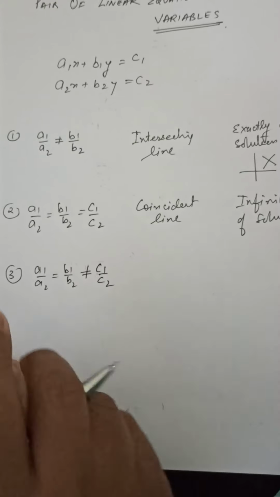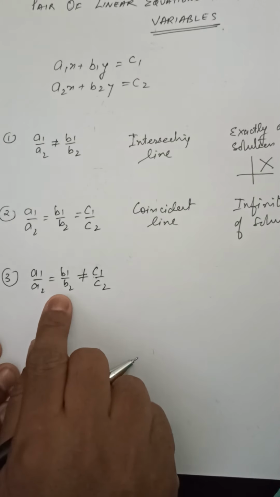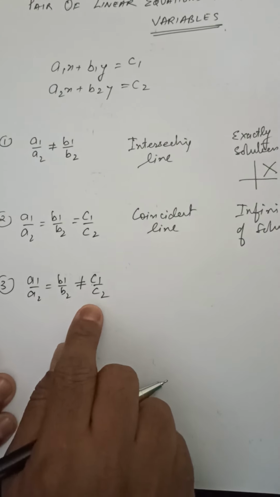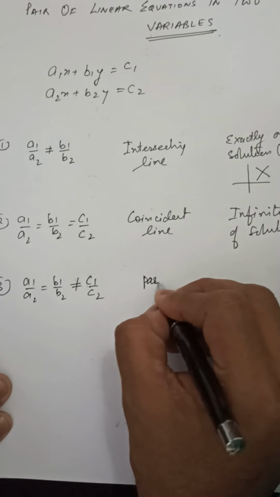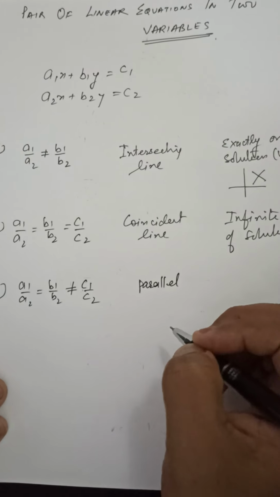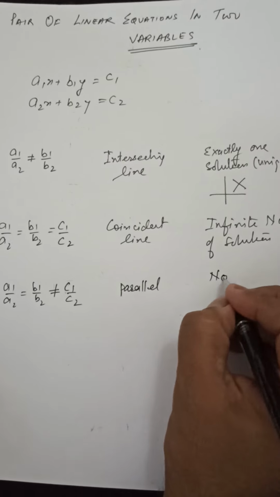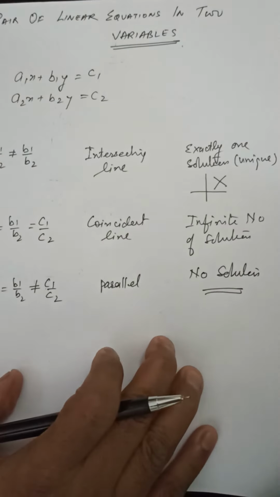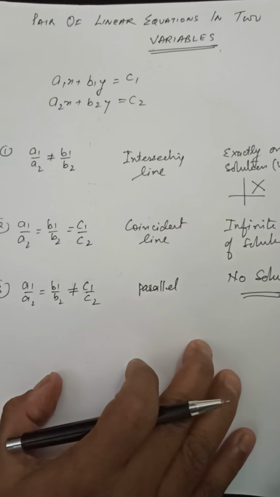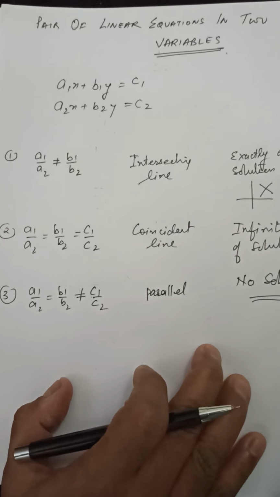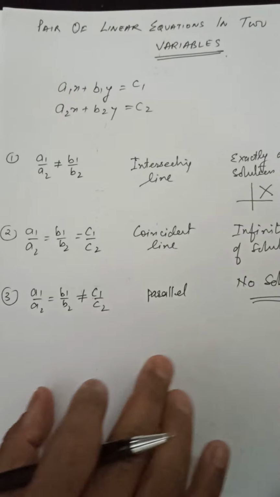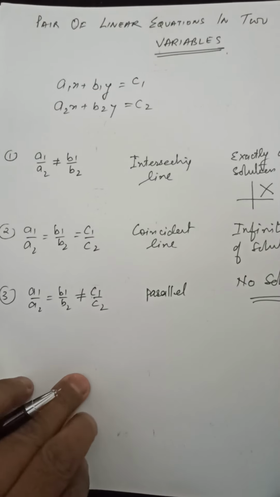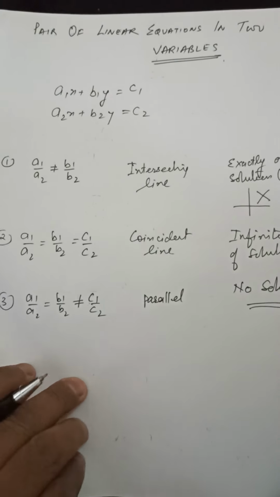The third condition, a1 upon a2 is equal to b1 upon b2 but is not equal to c1 upon c2. In this case, the two lines are parallel to each other and they have no solution. So this table you must remember to solve different type of questions what we are going to see in the next exercise.